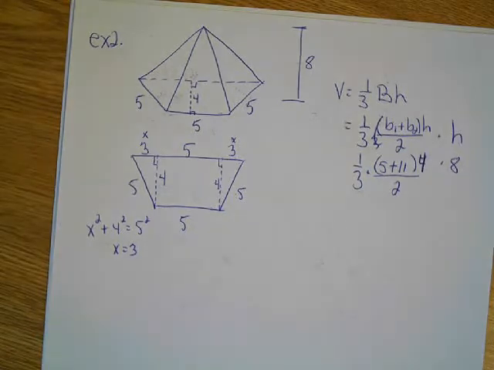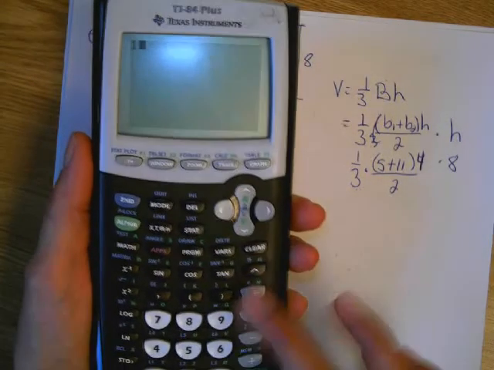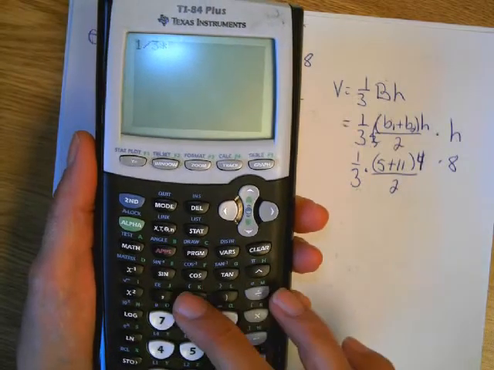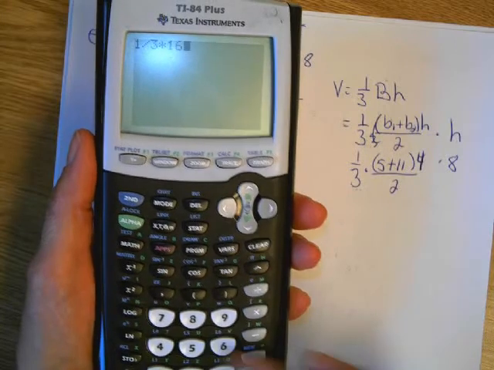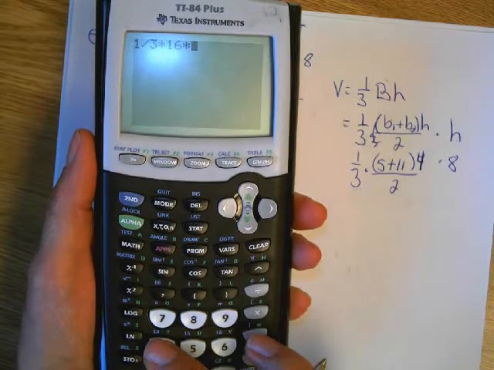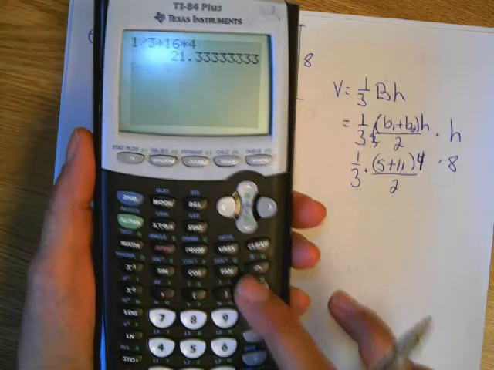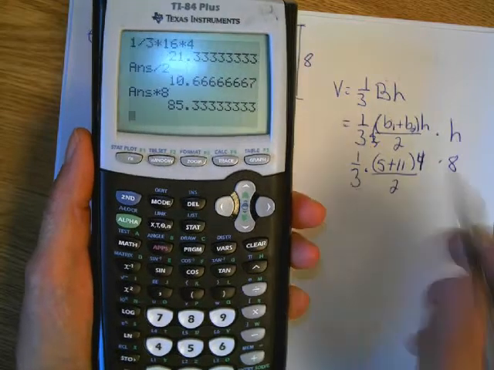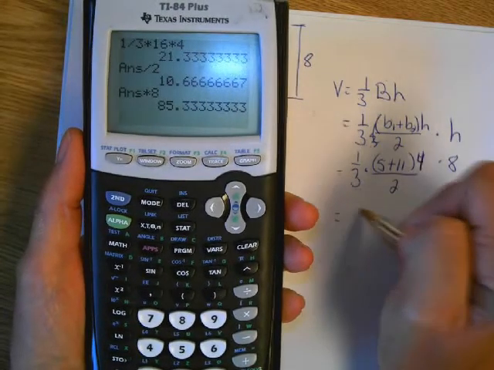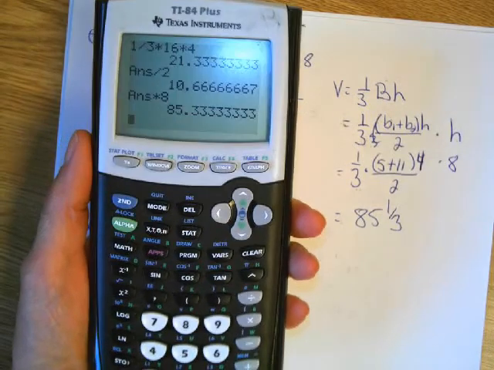Okay, and now this is a big old calculator problem. So this time I'll do the 1/3. 1 divided by 3 times, that's going to be 16 times 4. I'm going to get that. Divide by 2 times by 8. 85 and 1/3, if I want to go exact.